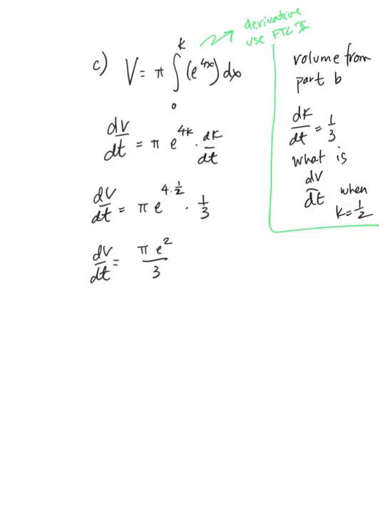Part C, nice little related rates question. We're using our volume from part B. We know dk/dt is 1/3, and we want to know what dV/dt is when k is equal to 1/2. And so here's our volume from part B, and I'm going to differentiate using FTC2. So the derivative of volume is dV/dt. The derivative of an integral is the inside piece with that function up there plugged in, so I get 4k, and then I also have to differentiate that k with respect to t, which is dk/dt. So plugging in the things I know, dk/dt, I know what k is, and I simplify.